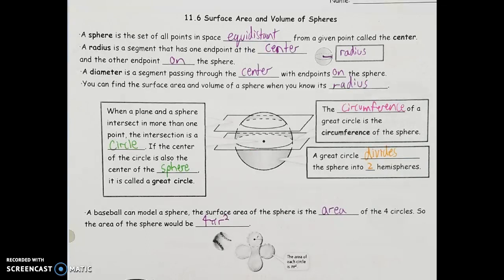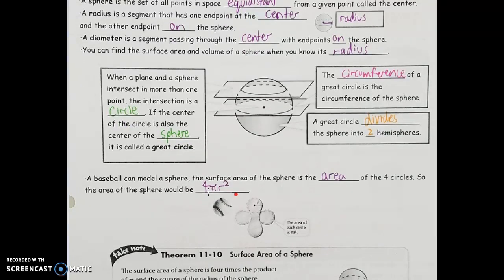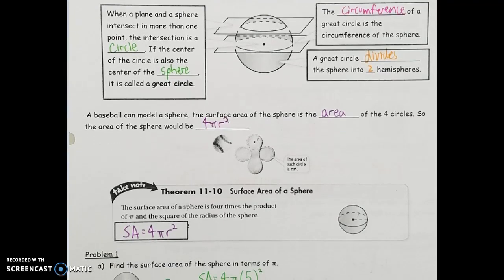So if we want to model a sphere, we can do that by looking at, for example, a baseball. Surface area of the sphere is the area of the 4 circles that we can unravel to make that baseball. So if I have 1, 2, 3, 4 circles that I can stitch together to make a baseball, the area of the sphere is going to be the area of all 4 circles. So that would be 4 times pi r squared. And that's the only formula we're focused on for surface area.